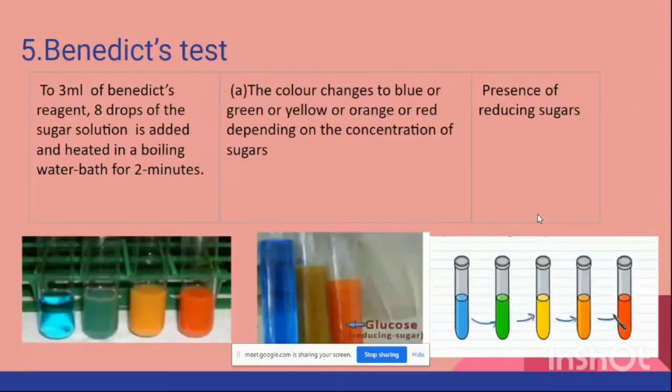And Benedict's test. To 3 ml of the Benedict's reagent, 8 drops of the sugar solution is added and heated in a boiling water bath for 2 minutes. If the color changes from blue to green to yellow to orange to red, then that shows the presence of carbohydrates. Then why so many different colors? As we said, it is a qualitative analysis. Depending upon the concentration of the sugar, the color is bound to change. But whatever it is, if the color changes from blue to green to yellow to orange to red, that shows the presence of reducing sugars.